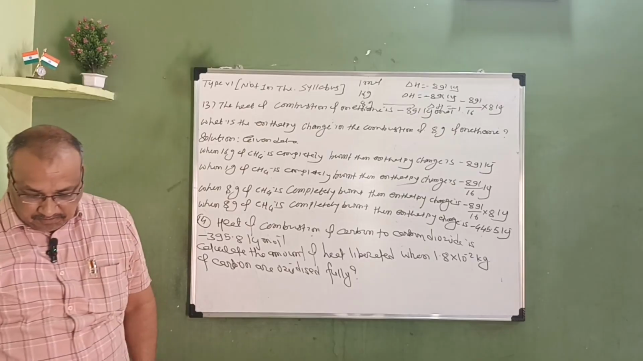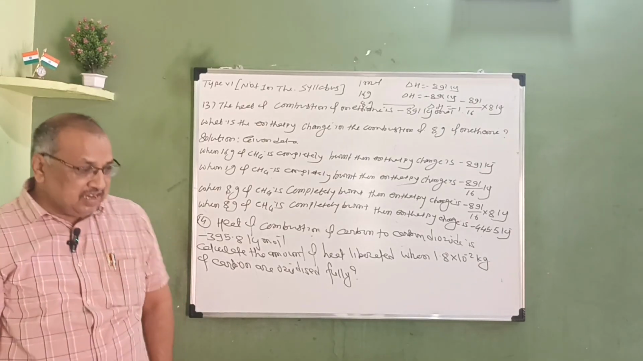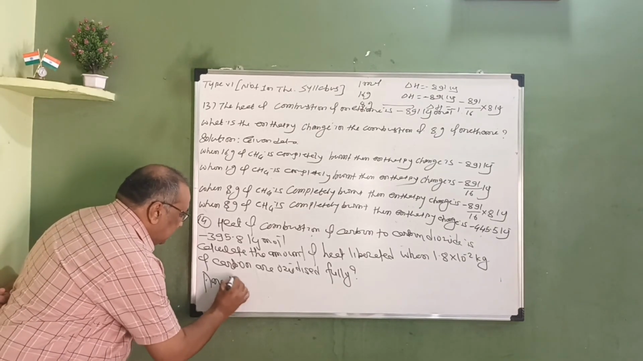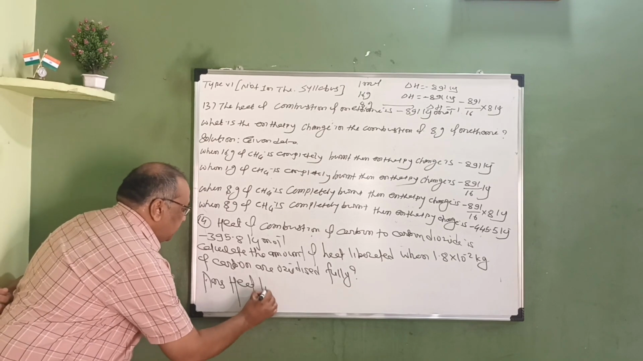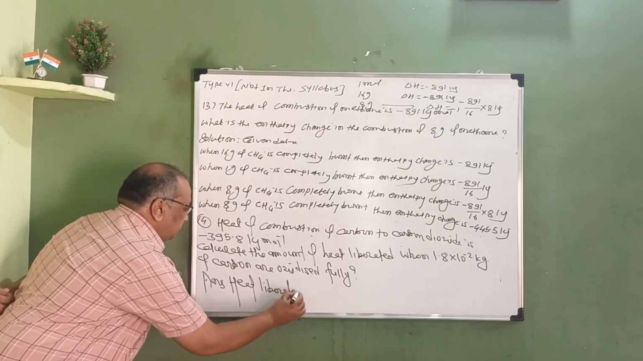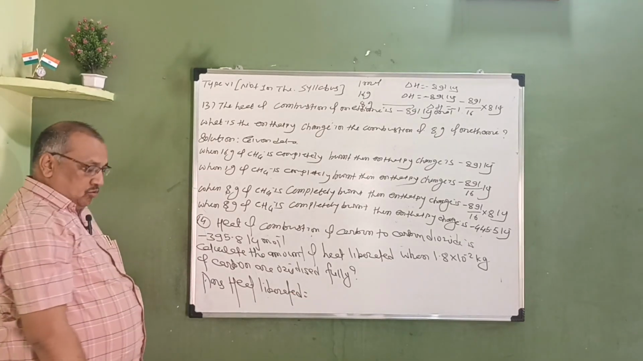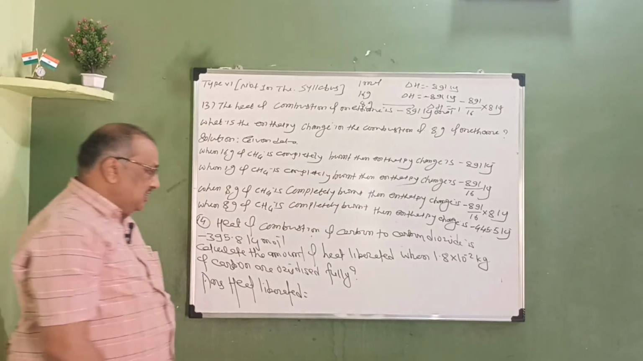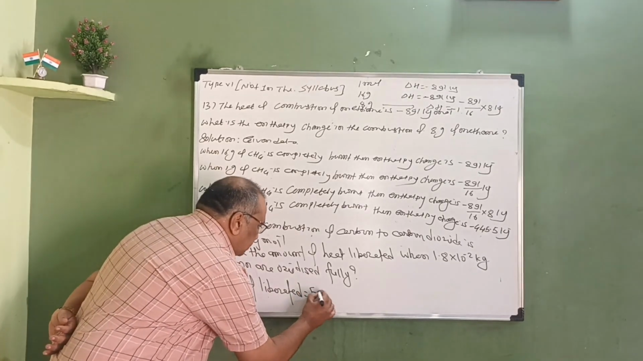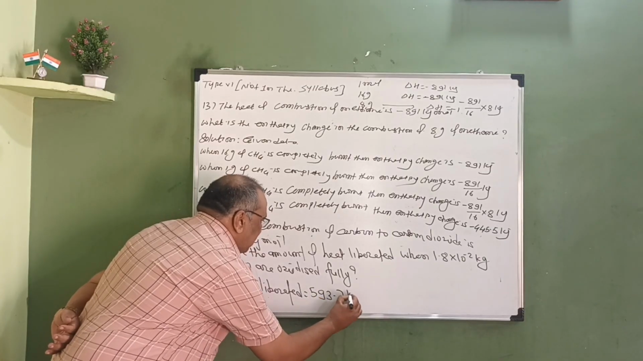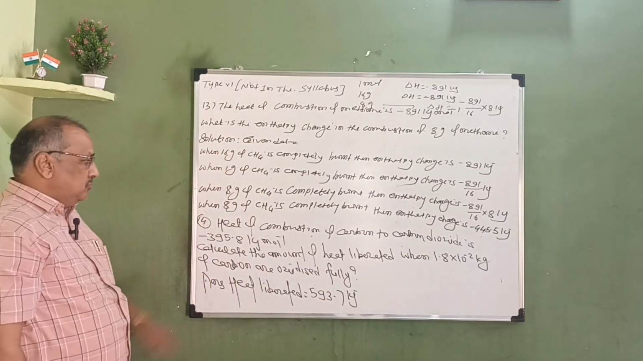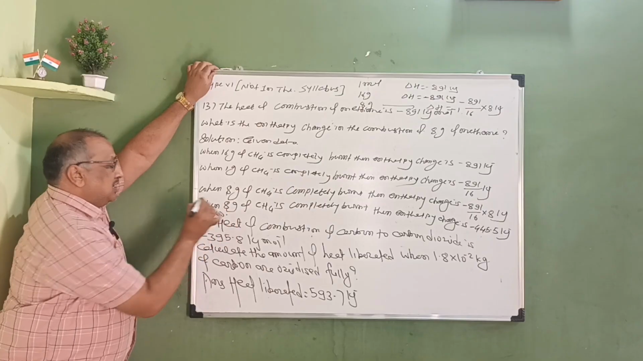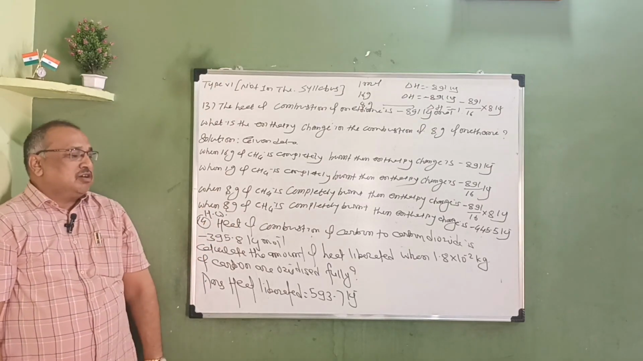Now here answer is heat liberated equal to 593.7 kilojoules. Now try to solve this numerical in your home. That means this is for homework.